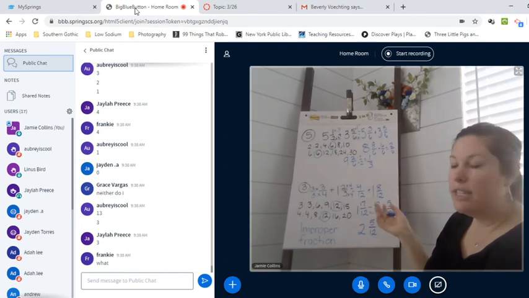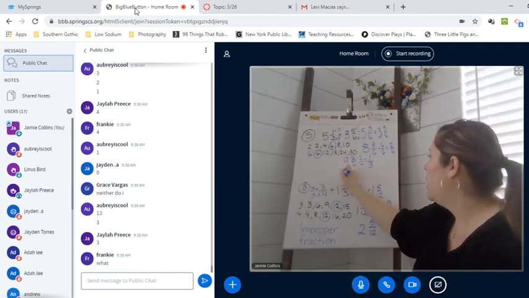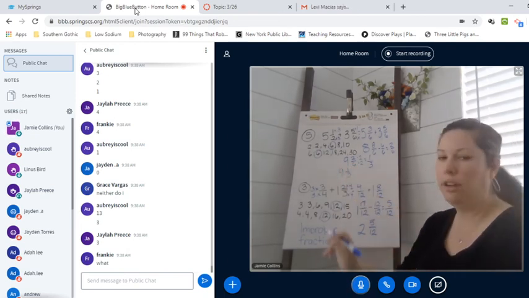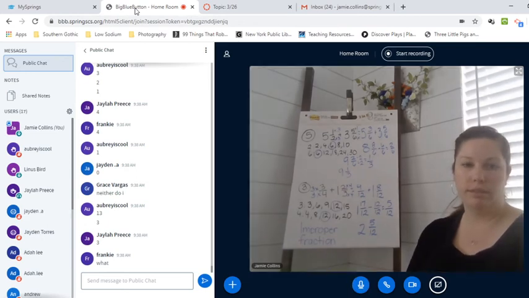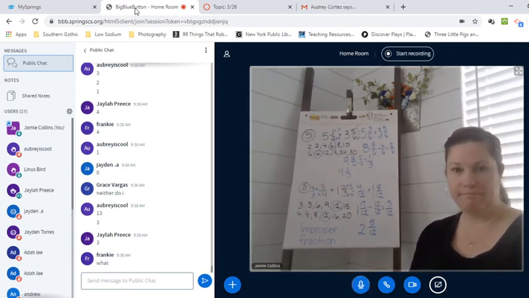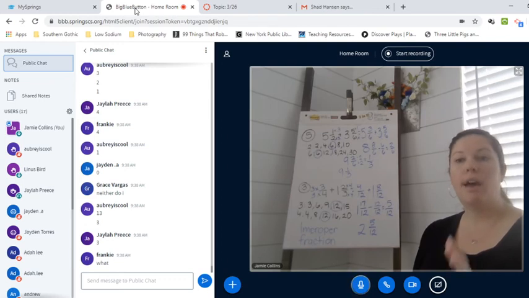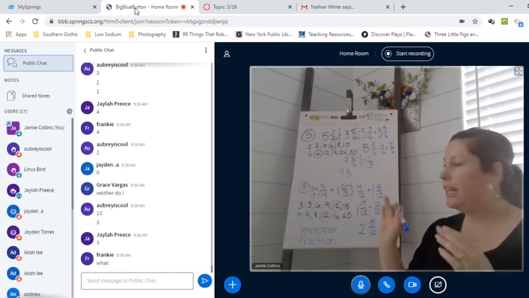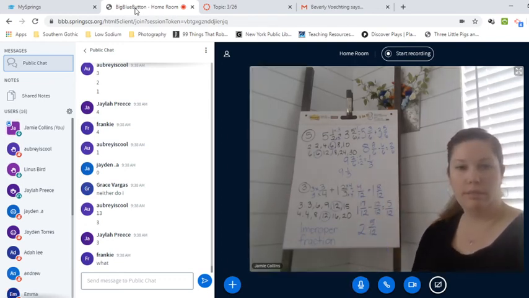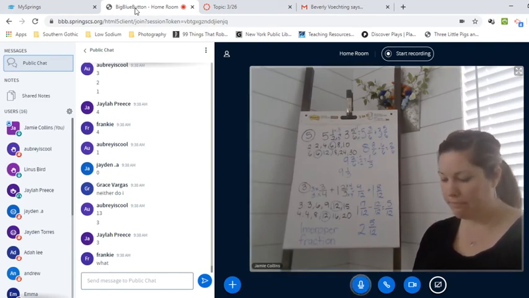So now in simplified form, our answer is 9 1/3. Is that still an improper fraction? Nope, now it's a mixed number. It is proper. It is correct. Okay? Yay! We're done with number 5.